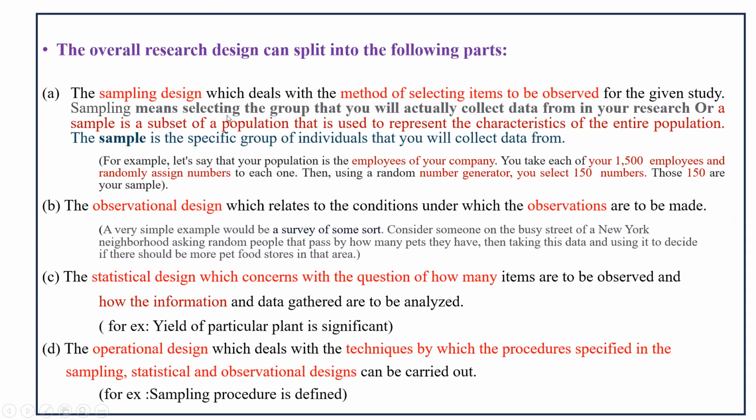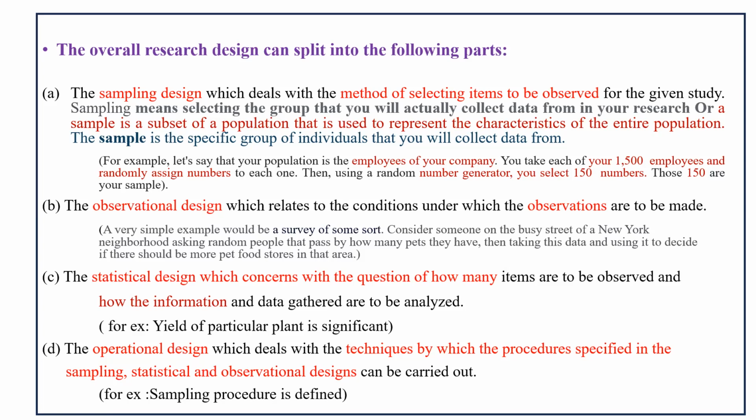In sampling, generally, it means the method of selecting items to be observed for a given study. It means selecting the group that you will actually collect the data from. You are going to consider one particular group or one particular population, and you are going to study that population, but you cannot study the whole population. From that, you select a few individuals, make a group of them and study them. That is a sample.